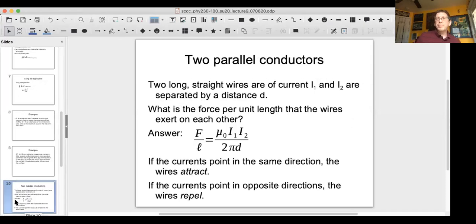Now we're going to look at two parallel conductors carrying a current. So again, currents create magnetic fields, and magnetic fields exert forces on currents. So if you have two currents near each other, they should exert a force on each other, and we can evaluate this. I'll derive this for two parallel currents going in the same direction, and we're going to find the force per unit length, L.